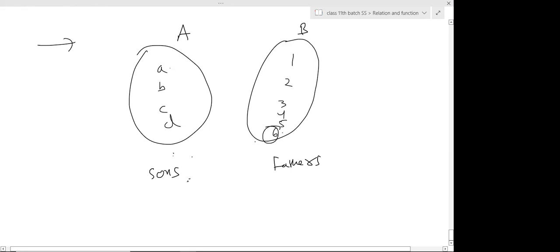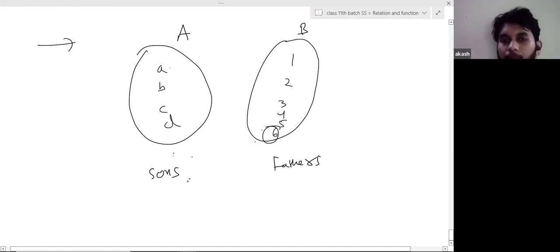Yes. So this is the way to understand functions. All the sons must have a father and must have only one father, but there is no condition for fathers. They may or may not have a son, right?